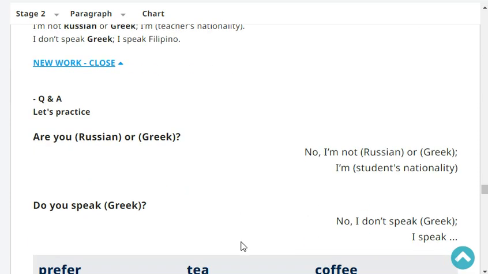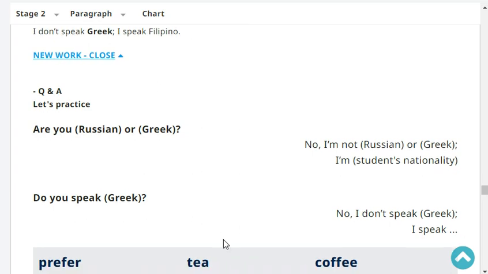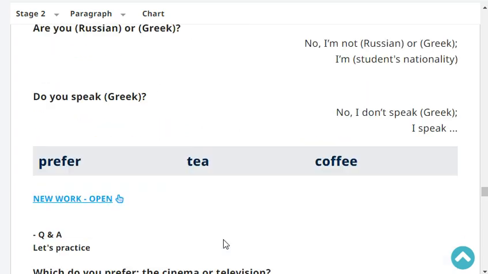Let's practice. Are you Russian or Greek? No, I'm not Russian or Greek. I'm Japanese. Greg, do you speak Greek? No, I don't speak Greek. I speak Japanese. Very good.